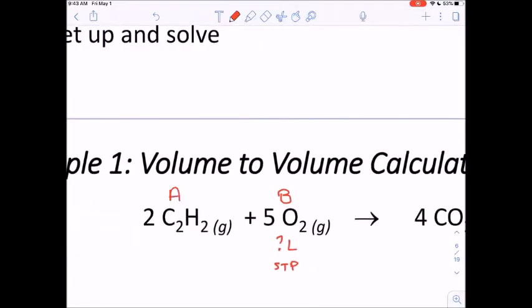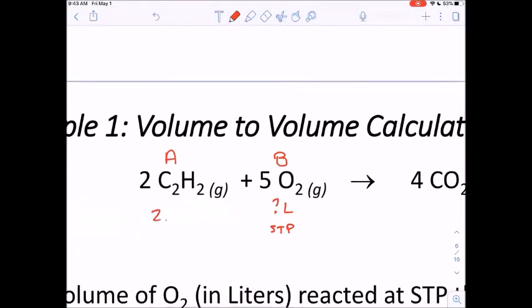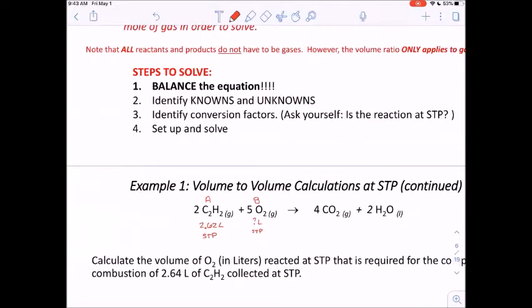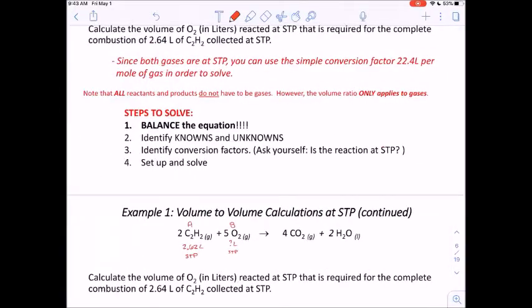I know the information about this. I know I have 2.62 liters, and I also know that this is at STP. So since both of these are at STP, nice and easy, both ends of them, I'm going to use that ratio: 1 mole over 22.4 liters, or 22.4 liters over 1 mole.